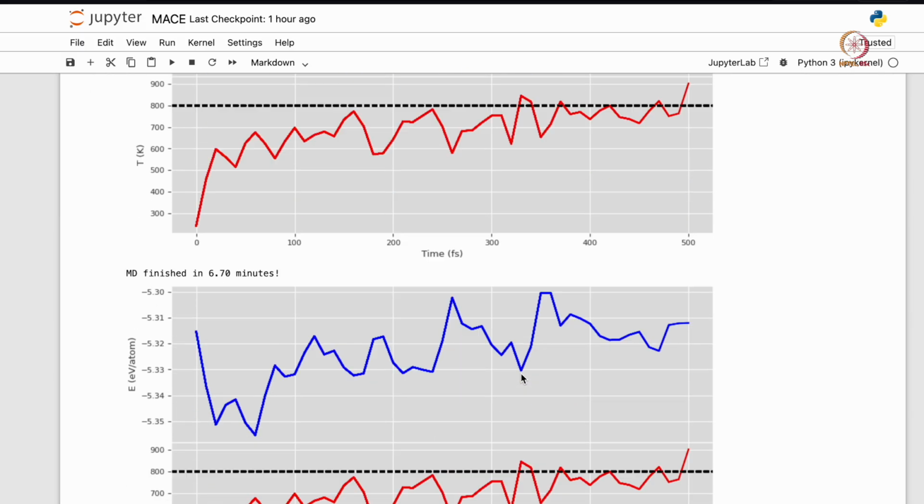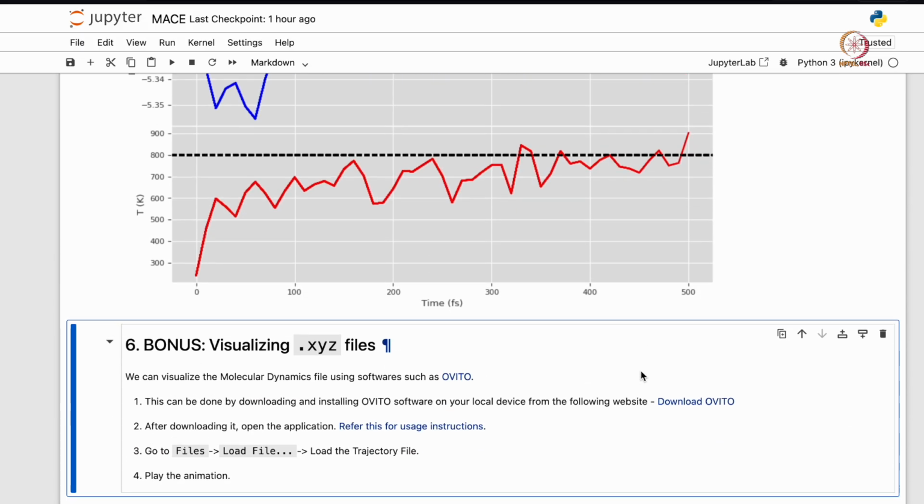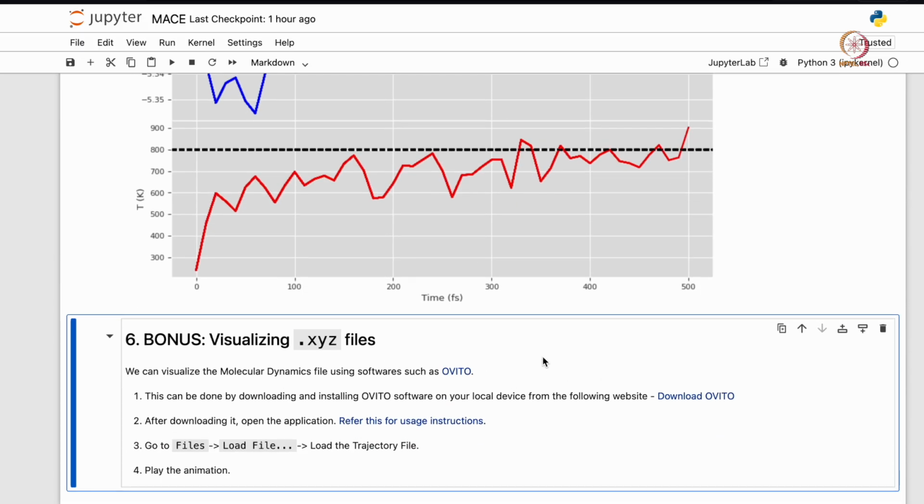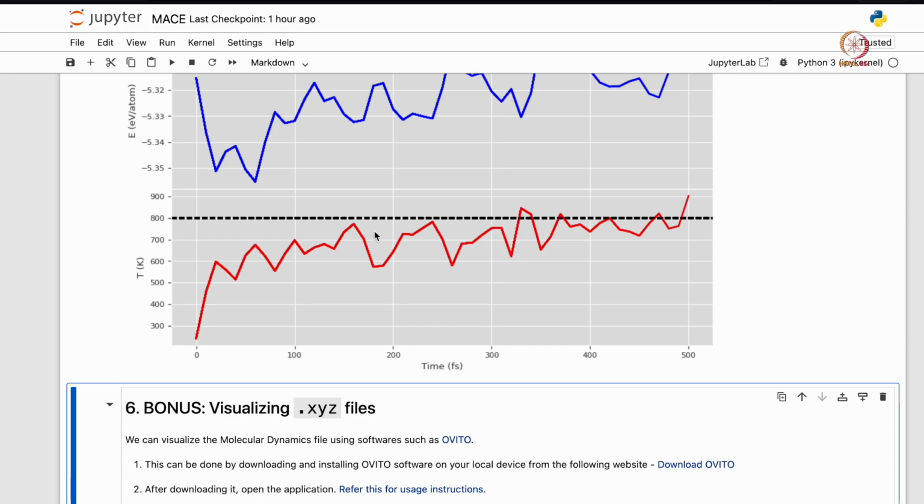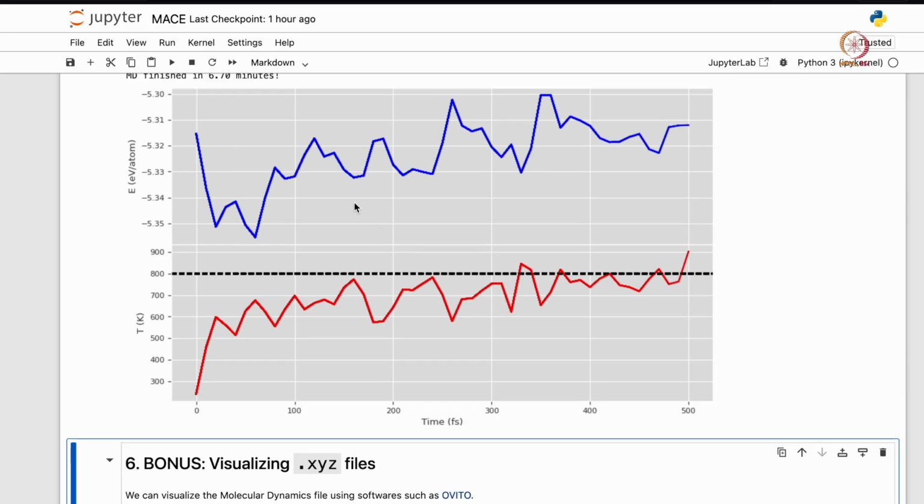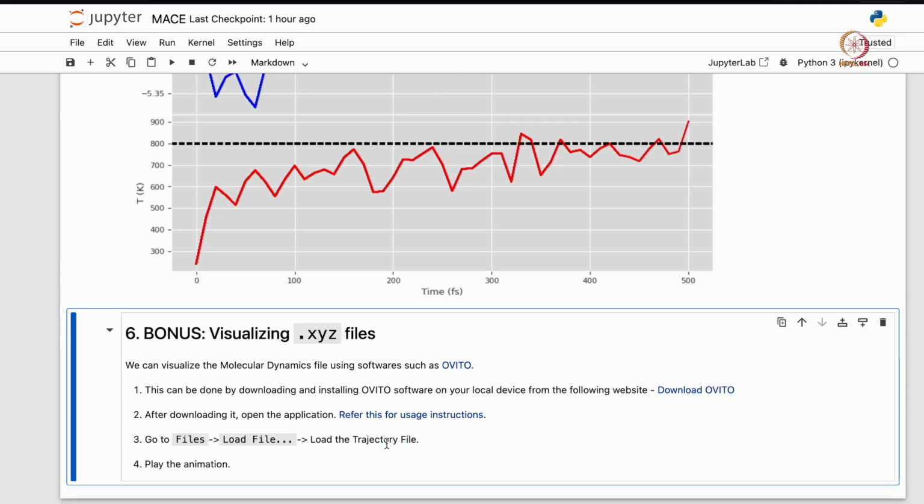So that brings us to the end of this. What you can do is visualize the trajectory of how this evolution of energy happened, like how the atoms fluctuate during these 500 steps, using this software called Ovito. Given in this notebook are the instructions to download Ovito and the instruction manual. You can use the XYZ file generated from this Maze training, load it to Ovito, and play the animation to see how it evolved through these 500 steps.